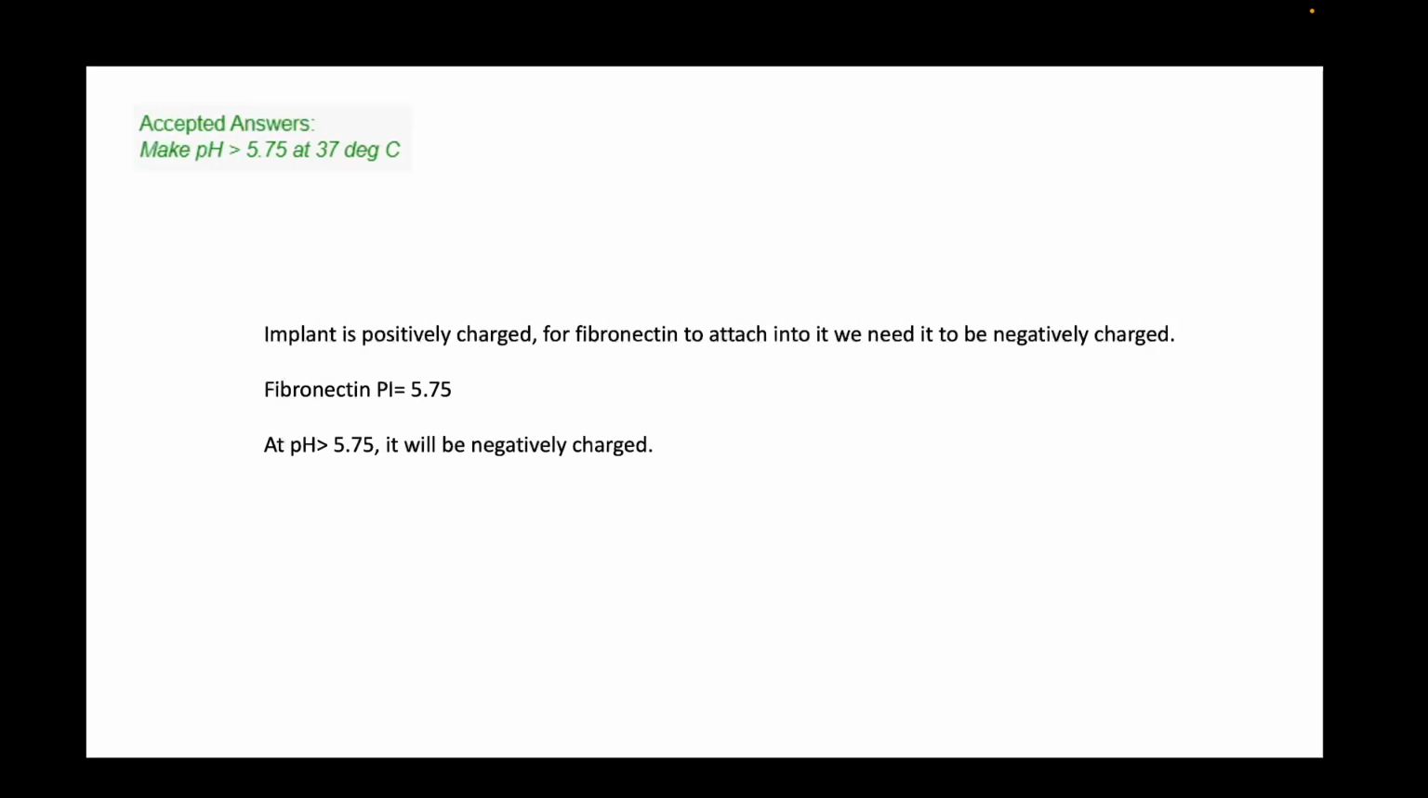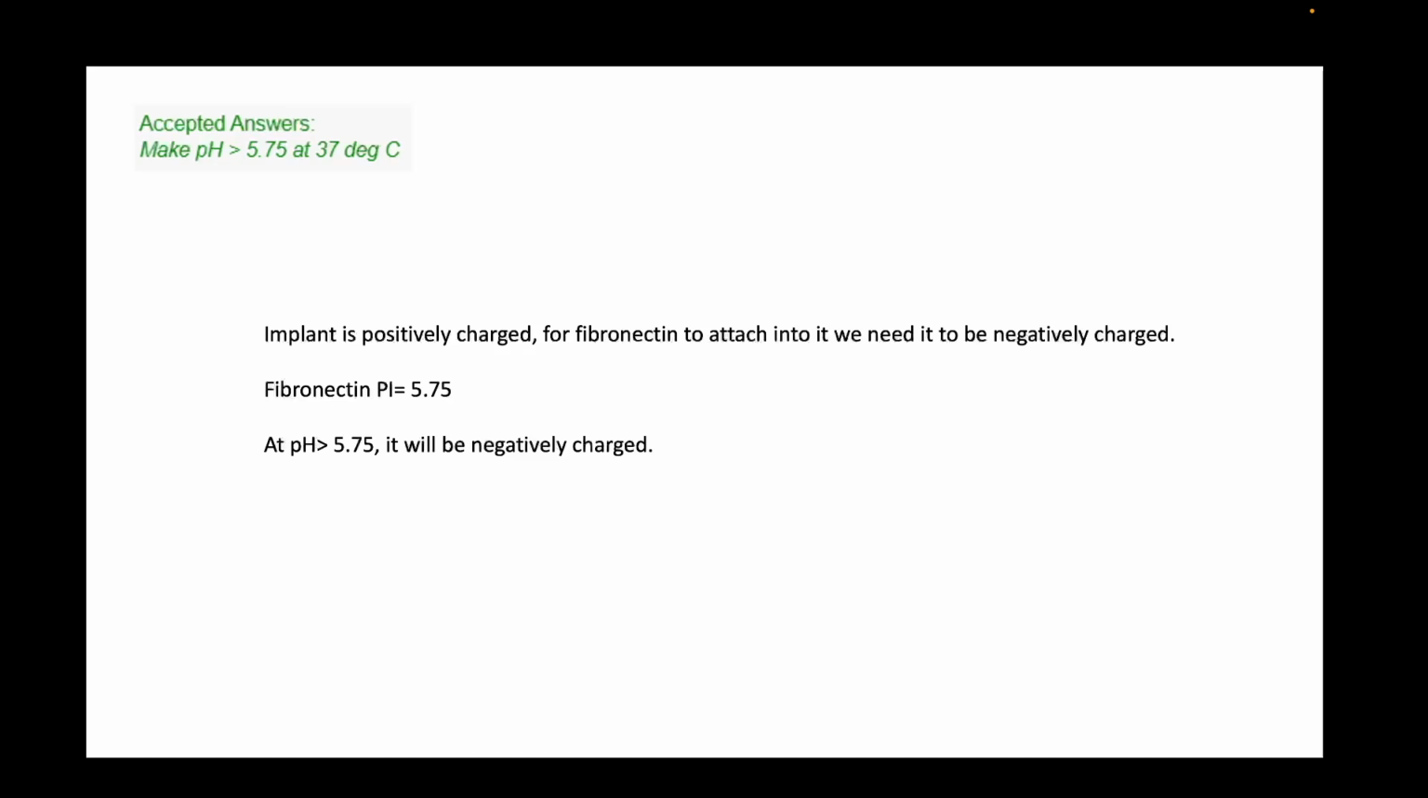So the correct option here would be make pH more than 5.75 at 37 degrees. So to maximize the fibronectin attachment to the positively charged surface, the fibronectin molecule should have a net negative charge, to facilitate the electrostatic interaction between the fibronectin negative charge and the implant positive charge.